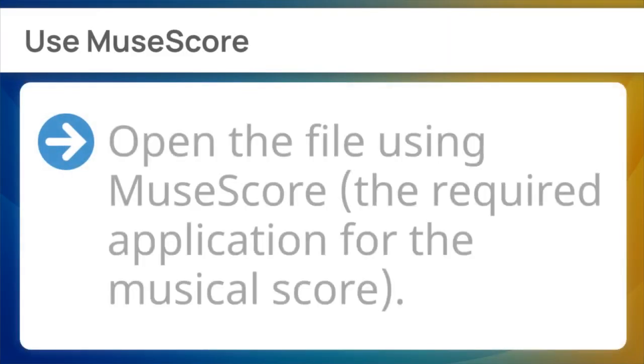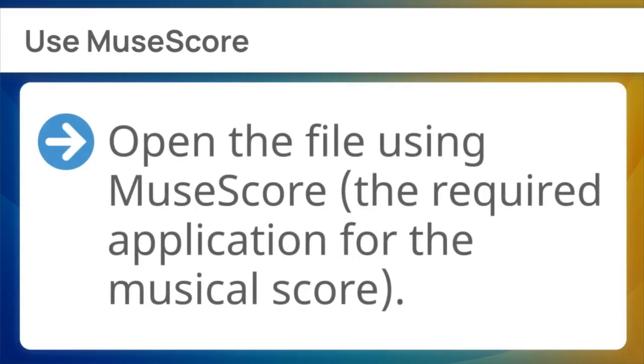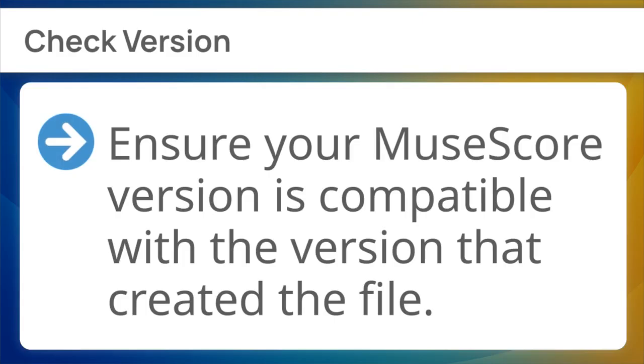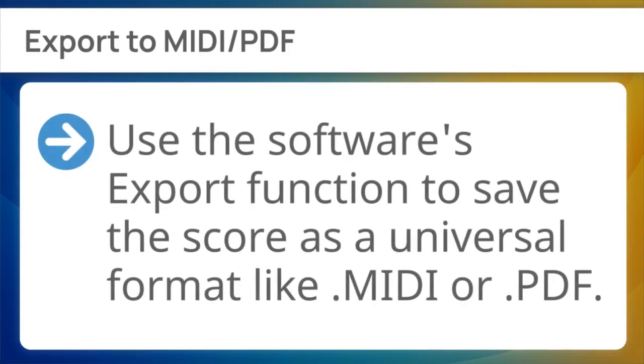First, use MuseScore. Open the file using MuseScore, the required application for the musical score. Next, check version. Ensure your MuseScore version is compatible with the version that created the file. Finally, export to MIDI or PDF. Use the software's export function to save the score as a universal format like .midi or PDF.